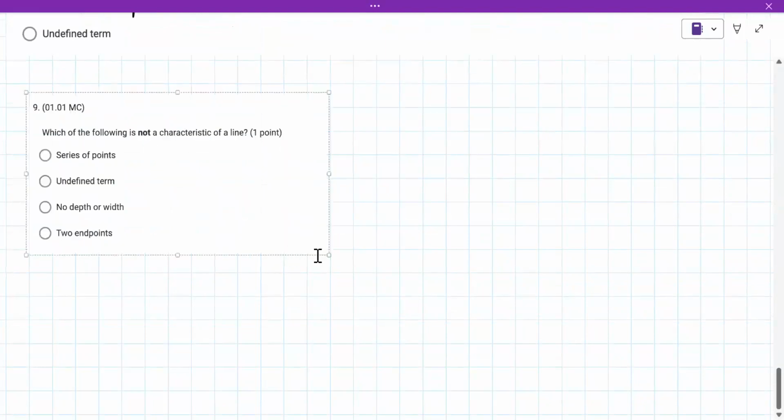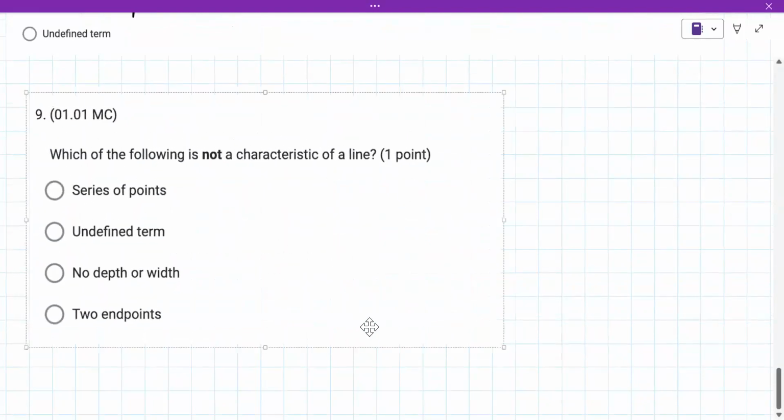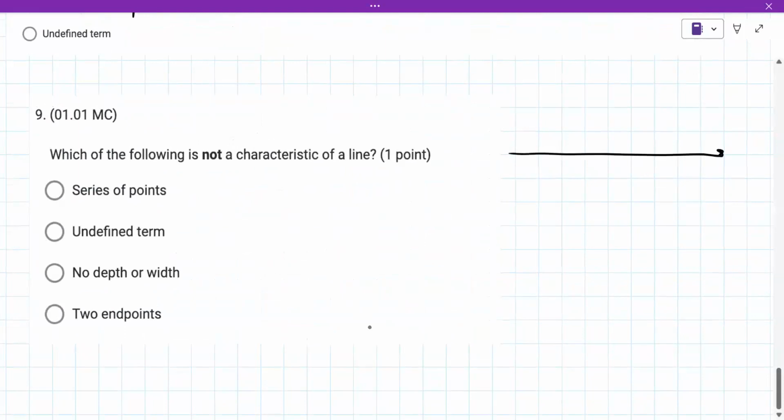All right, which of the following is not a characteristic of a line? So always good to kind of draw a line, has arrows on the end. It extends infinitely. Now that means when it says not, that means 3 of the 4 are characteristics of the line. Okay, yeah, so a line is an undefined term, that's for sure.